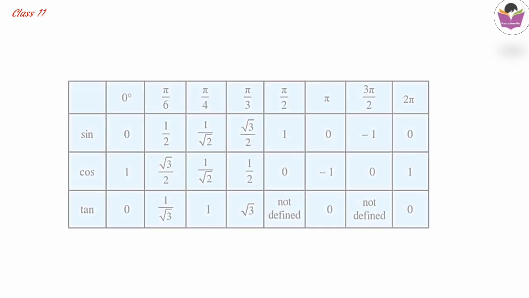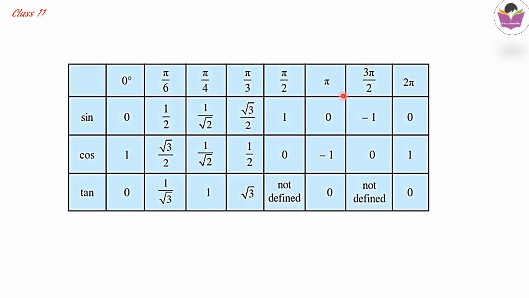Next, we have discussed the table of values in terms of radians. Previously in class 10, we have learned these values up to here. That means up to 90 degrees we have discussed in terms of degrees. But here these values are converted into radians. 0 degree, 30 degree we have written as pi by 6 radians, means 180 by 6 is 30.